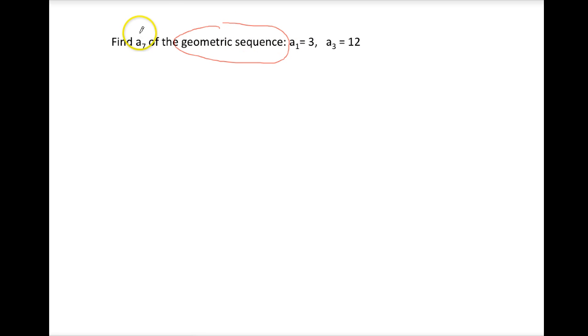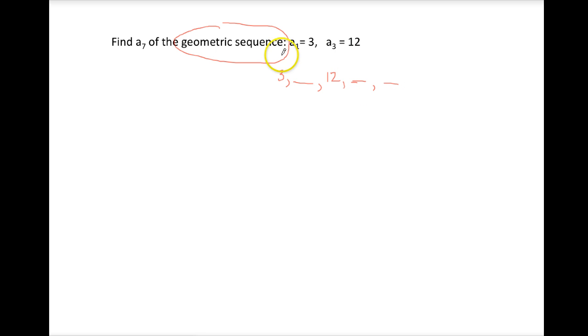So first of all, they want us to find a sub 7. What that means is the seventh number in this sequence is what they want us to find. Where a sub 1, the first number in the sequence, is 3, and a sub 3, the third number in the sequence, is 12. So we have this sequence of numbers, and we know the first one is 3, but we have a blank. We don't know what the second one is. We do know the third one is 12, and that's all we know.